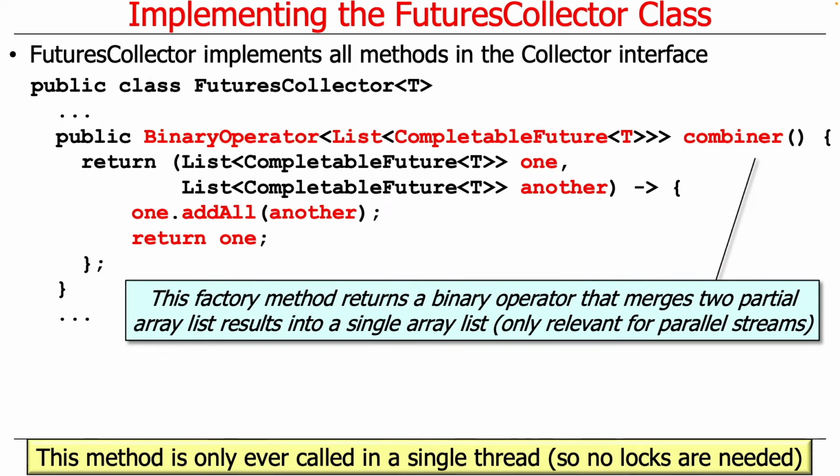The next method is called combiner, and this is a factory method that returns a binary operator that merges two partial ArrayLists together into a single ArrayList. This is only relevant for parallel streams. We're not using a parallel stream, so this method is not going to be used, but you still have to provide it anyway, just because that's what the streams framework expects. So what we do here, if we were to use parallel streams, we would end up merging sub-results together, and we would take one list of completable futures and another list of completable futures, and we would add the another to the one, and that would be returned as the result from this call. This method is also only ever called on a single thread, so we don't need to worry about locks.